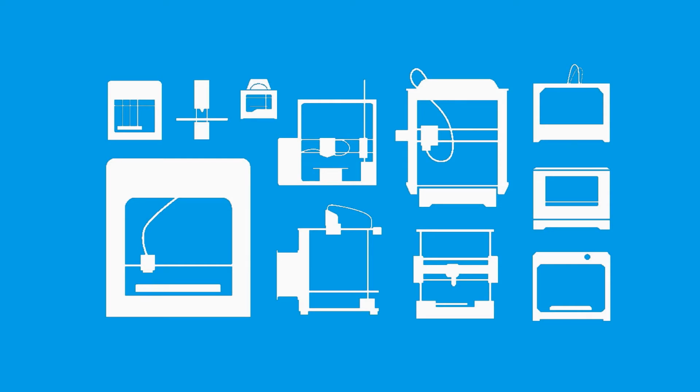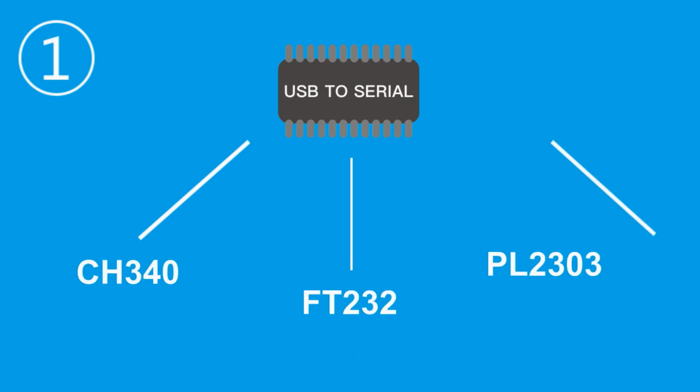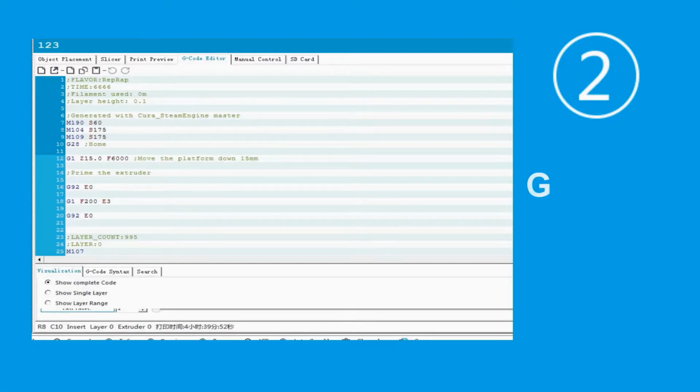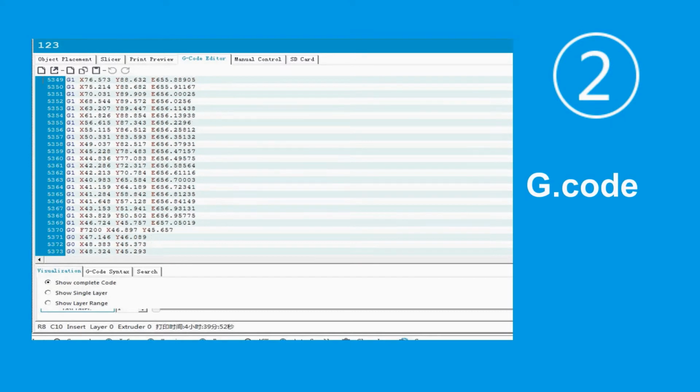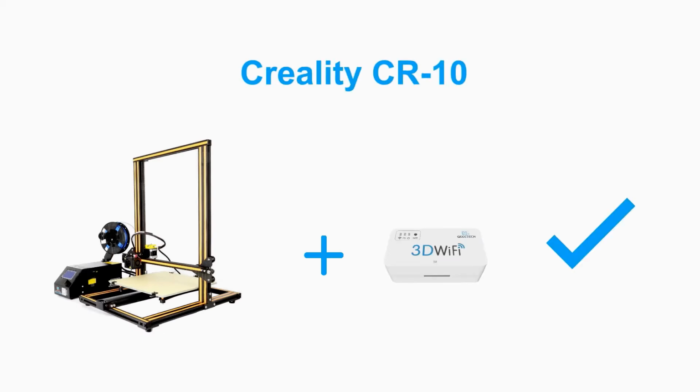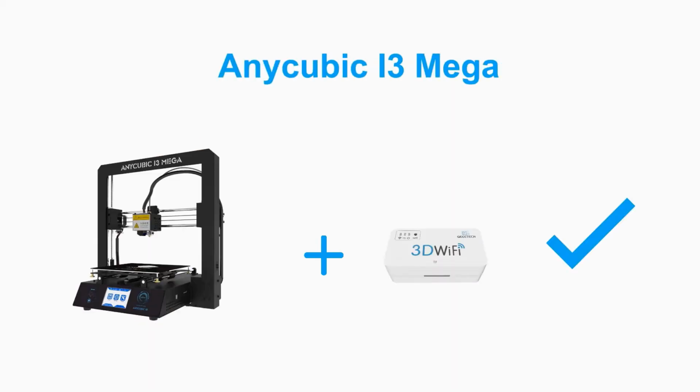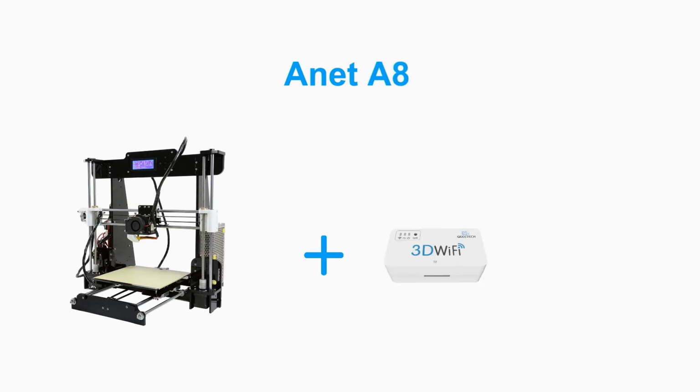3D Wi-Fi is compatible with most 3D printers on the market. As long as your printer uses one of the three chips as USB to serial chip and runs with a G-code command, 3D Wi-Fi should be applicable. We've tested the compatibility of different brand printers with our 3D Wi-Fi, including Creality CR-10, Anycubic I3 Mega, Anet A8.